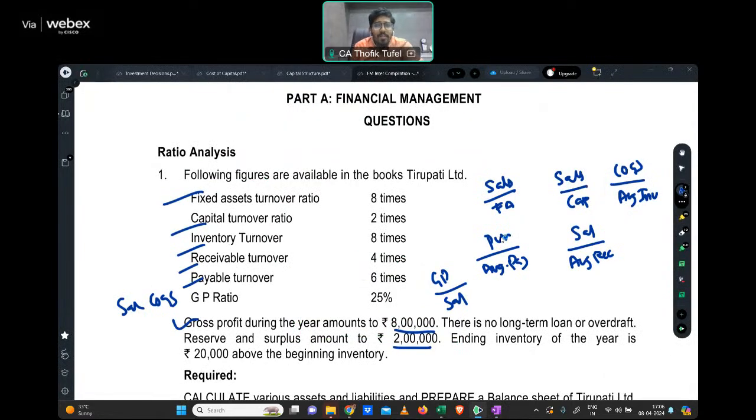Again, capital employed. There is no long term debt, so capital is equity share capital plus reserves and surplus. Capital employed is equal to equity share capital plus reserves and surplus plus long term debts. If I'm having no long term debt, capital is equal to equity share capital plus reserves and surplus.